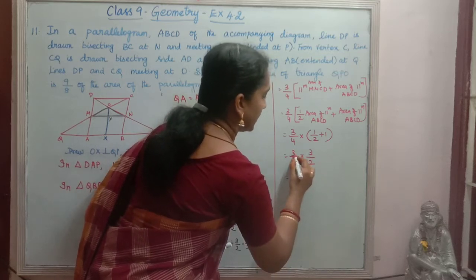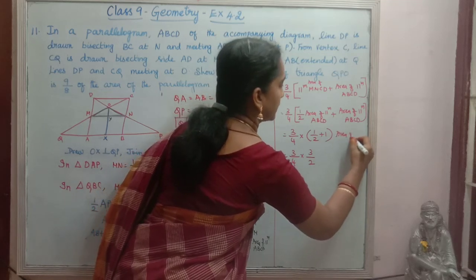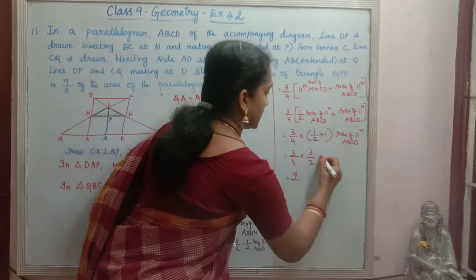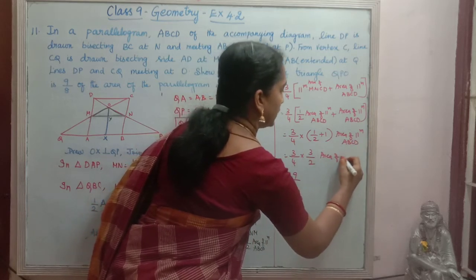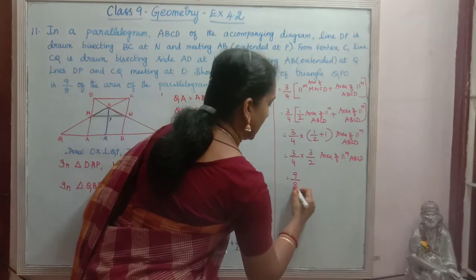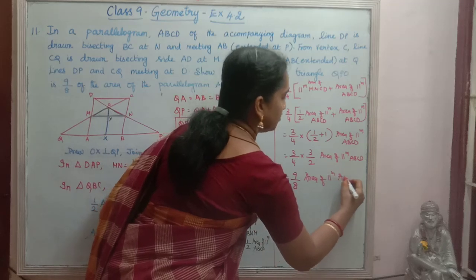So that is 3 threes are 9. We write the area of parallelogram ABCD here. So 9 by 8 area of parallelogram ABCD.